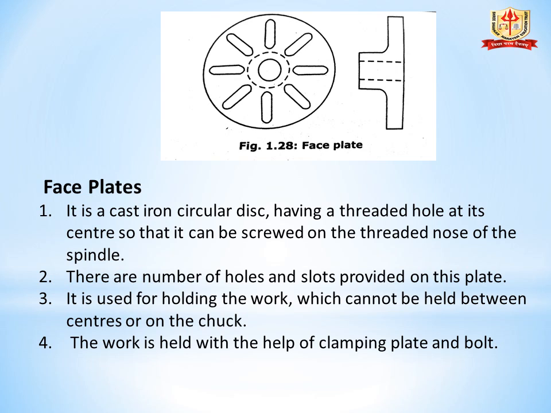Next accessory is a faceplate. First point, it is a cast iron circular disc having a threaded hole at its center so that it can be screwed on the threaded nose of the spindle. Second point, there are a number of holes and slots provided on this plate. Third point, it is used for holding work which cannot be held between centers or on the chuck. Fourth point, the work is held with the help of clamping plate and bolt.